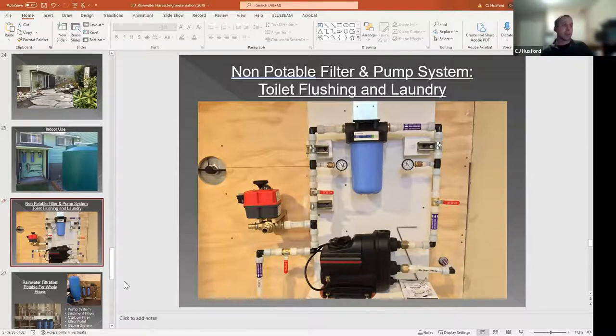And so this is a typical standard of what you might see: a booster pump, a sediment filter, and then this red box here is a three-way valve. So when the rainwater in your storage tank runs dry, this valve will switch it over to your municipal water. That's how you would integrate the system with your current water system, and not have to mess around when the rainwater tank runs dry.